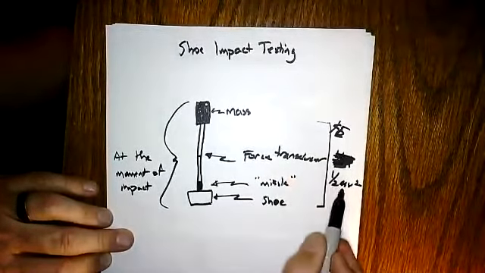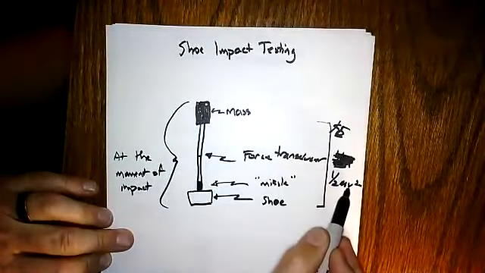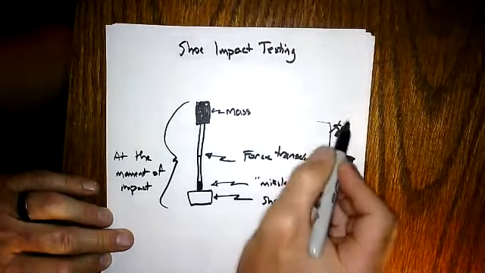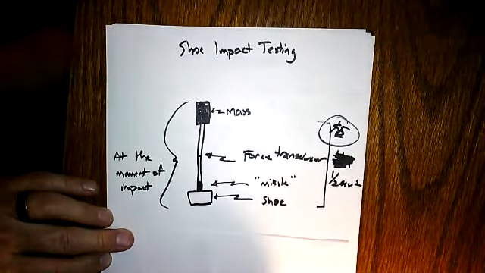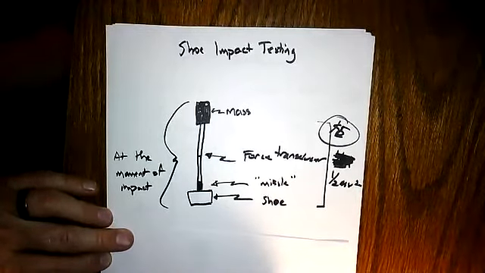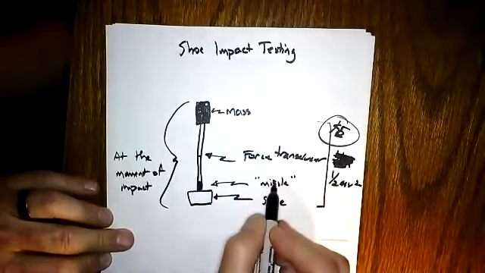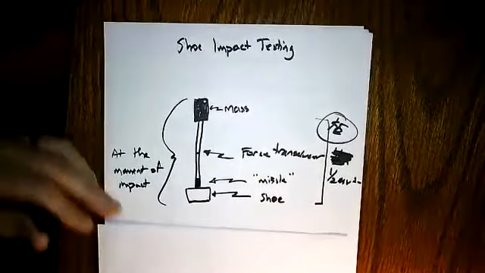So one half mass times how fast this is moving at the moment of impact squared. That will tell us how much kinetic energy there is at the moment of impact. And ultimately, the shoe needs to absorb that and reduce that kinetic energy to 0. That kinetic energy is transformed into some other type of energy, and I'll talk about that.